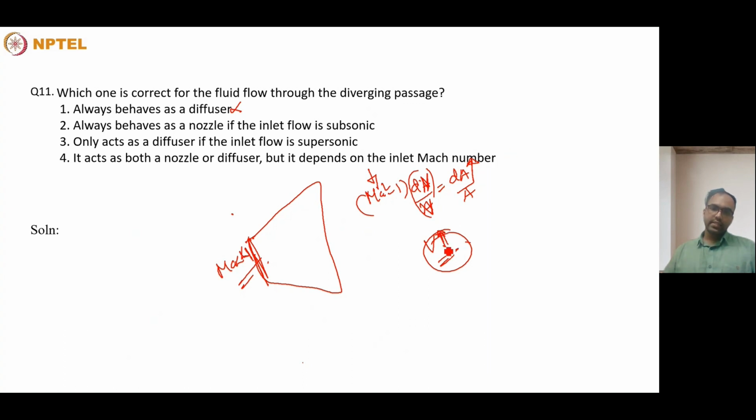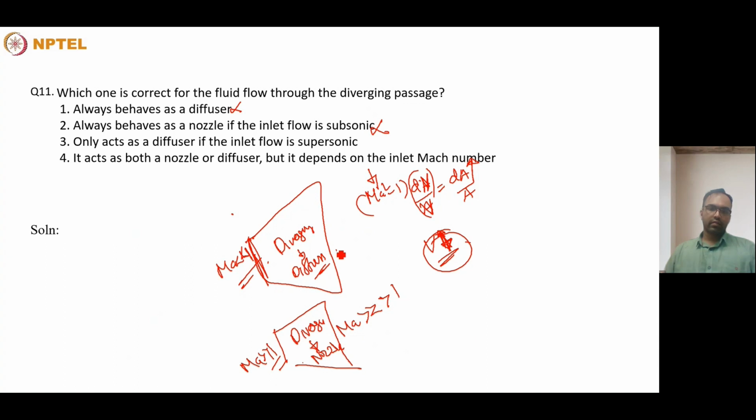So the velocity decreases. For subsonic flow, the diverging section will be acting as a diffuser. So this is also wrong. It only acts as a diffuser if the inlet flow is supersonic. If the inlet flow is supersonic, this diverging section will be acting as a nozzle. So this is also wrong. It acts as both a nozzle or a diffuser, but depends upon the inlet Mach number. So that is the right option.